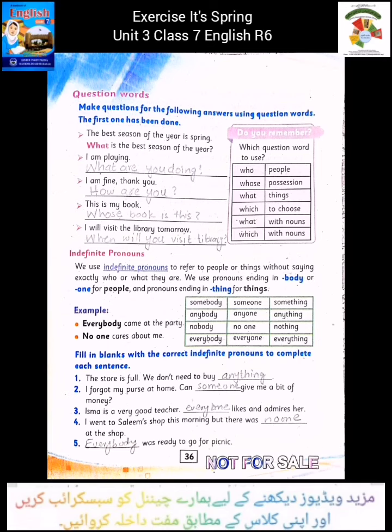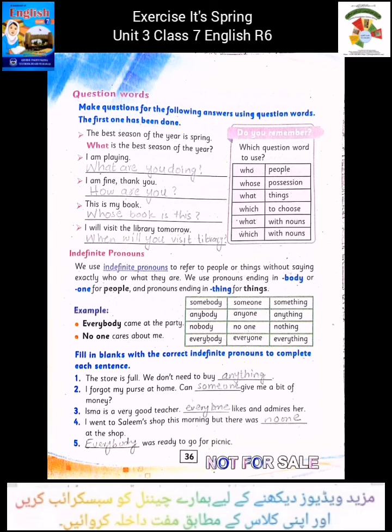This is my book. So here my book is discussed. It means that it is belonging to someone. So it is possession. So with possession, we use whose. Whose book is this? I will visit the library tomorrow. So when we talk about the place, library is a place. So mostly with place, the question word when is used. When will you visit the library? So this is how question words are used.